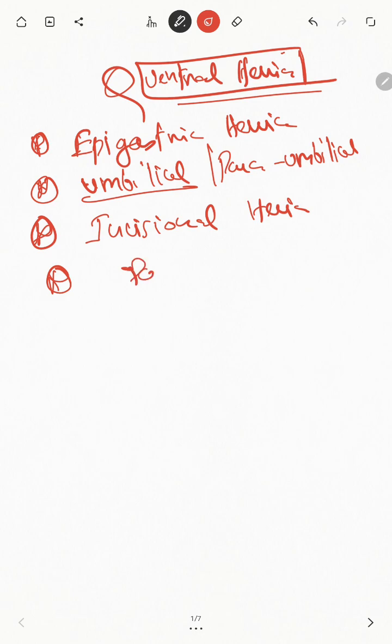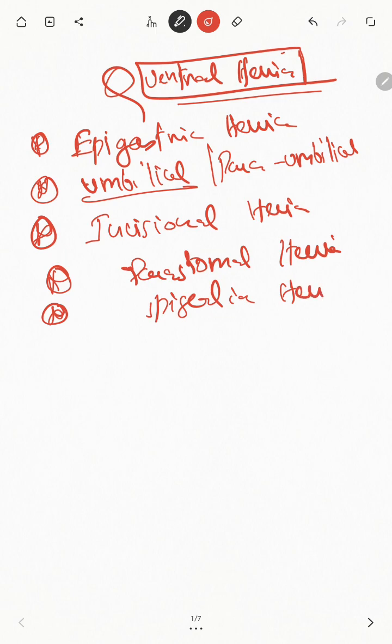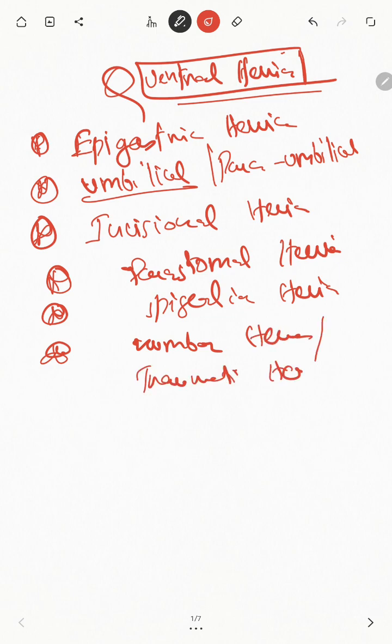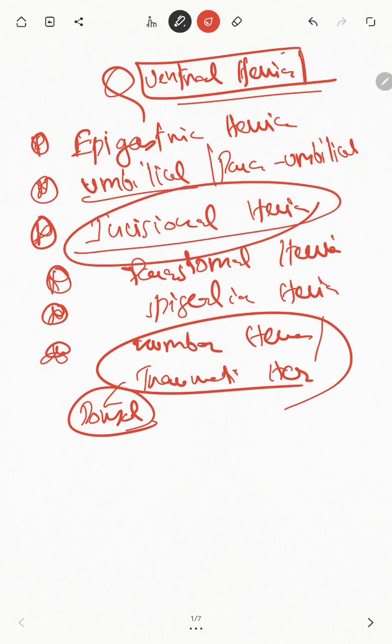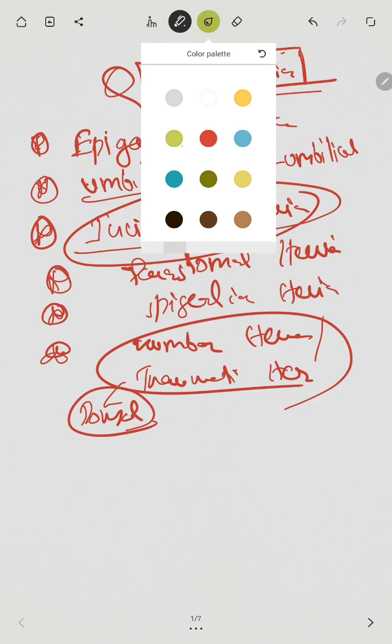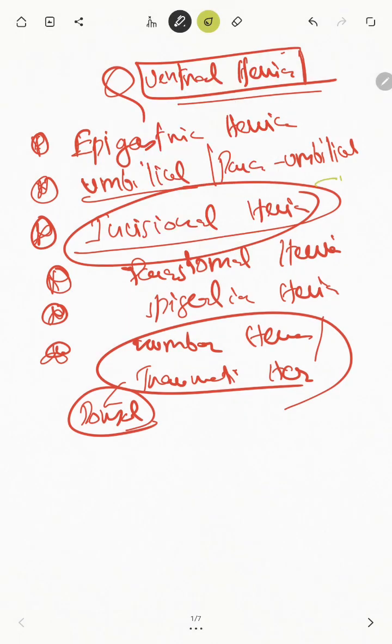and then parastomal hernia, and Spigelian hernias, and lumbar hernias, traumatic hernias. Typically lumbar hernias are dorsal hernias, but still they are included in your ventral hernias. And incisional hernia, to be more specific, should be called acquired hernias.